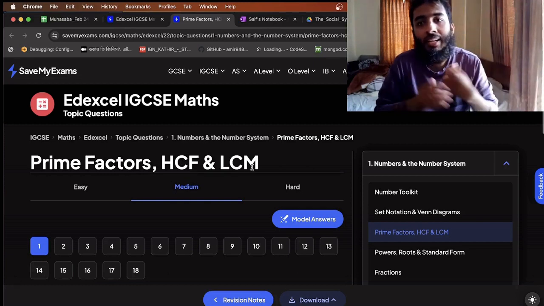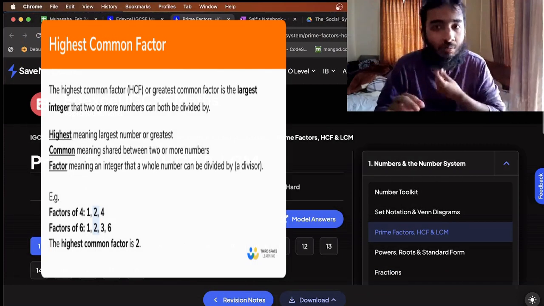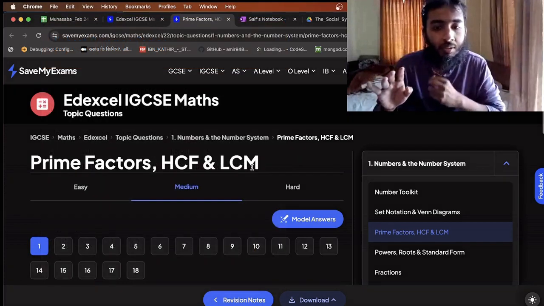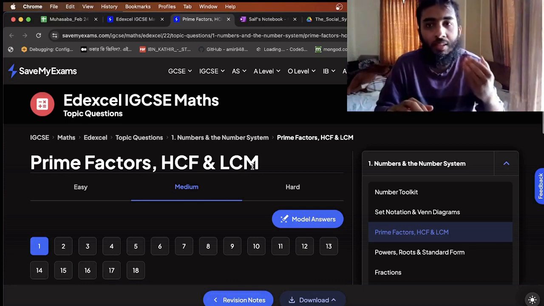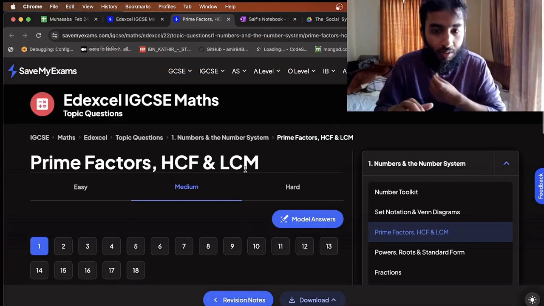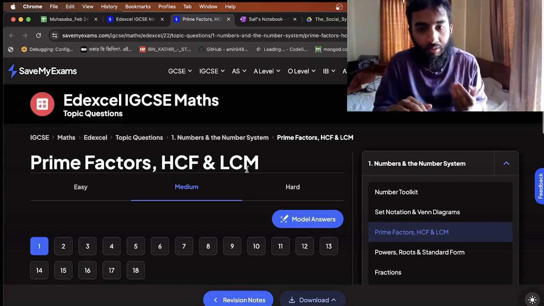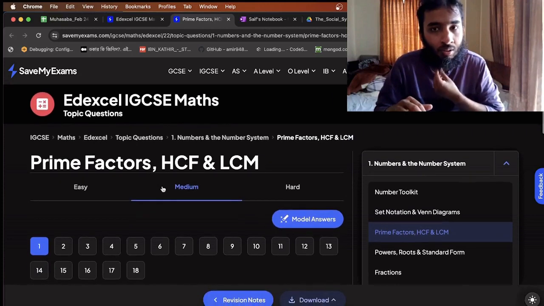So what are HCF and LCM? HCF, or highest common factor, is the highest common factor between more than one number, and lowest common multiple is the lowest common multiple between multiple numbers. You can just Google the concepts HCF and LCM and you'll get clear explanations of what they are. I'll focus on problem solving.